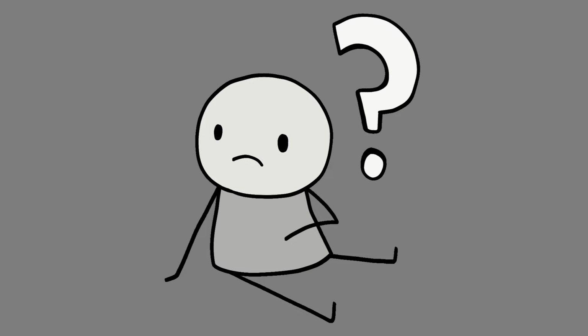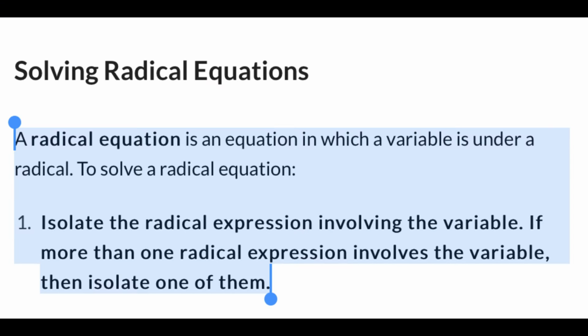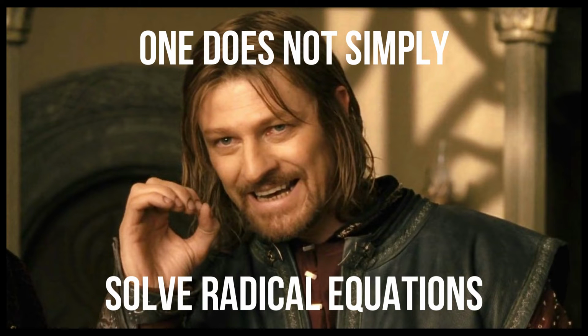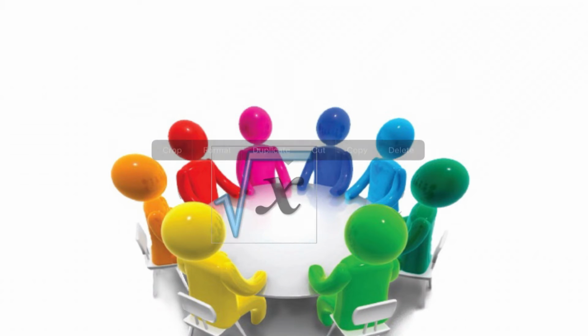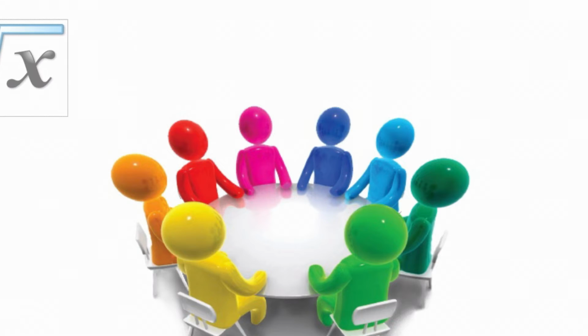So, what is it? Does anyone honestly really know? Google says a radical equation is an equation in which a variable is under a radical. To solve a radical equation, isolate the radical expression involving the variable. That's way too complicated. So, I'm just gonna dumb it down, mostly for myself. It's when you need to remove a square root from the equation so that it can be solved for x.